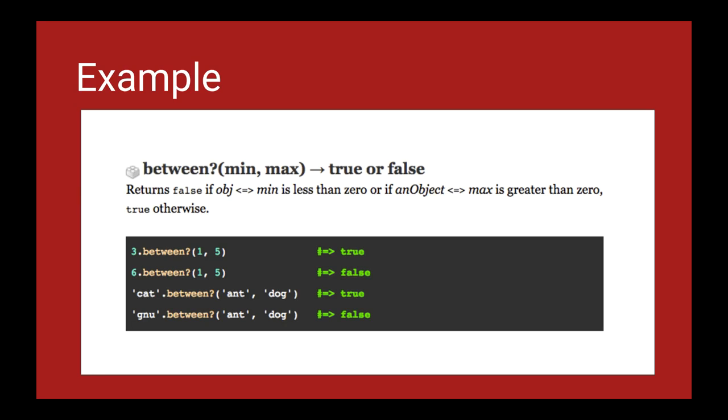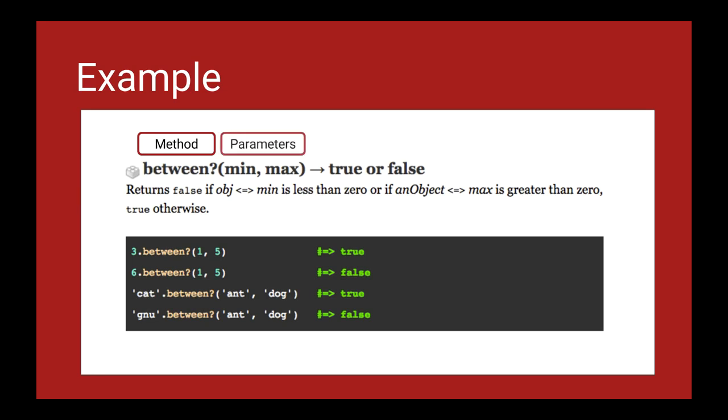So let's take a look at this sample method. It's called between, and we can see here it's a Boolean method. We can basically immediately tell that by the question mark at the very end of the method name. That basically tells us it's going to return a Boolean, a true or a false, as the result. So the between with the question mark is the method name. And right after that, we see the min and max within parentheses.